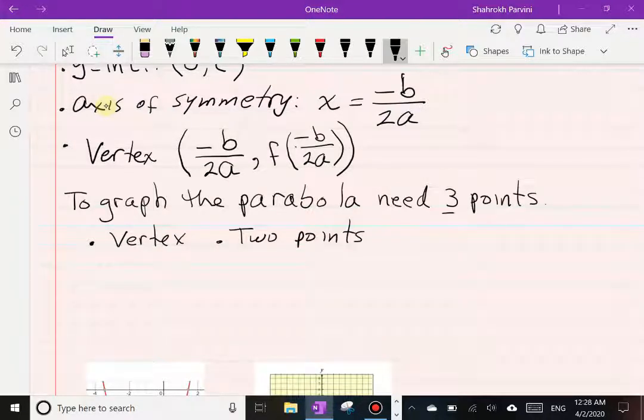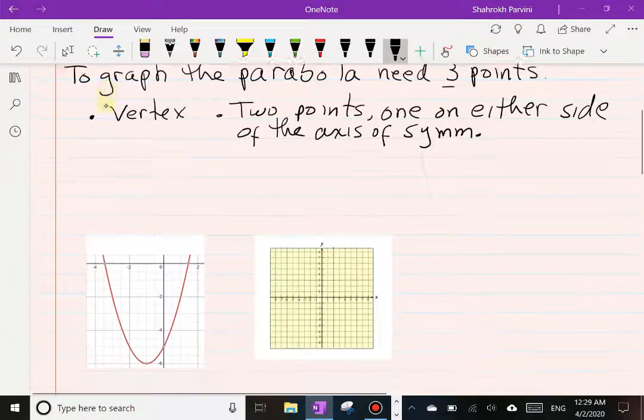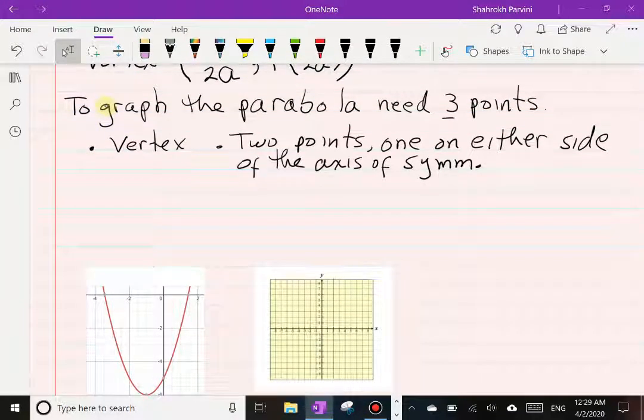Okay, these 2 plus the vertex make up the 3 points that we need. These 2 points will be 1 on either side of the axis of symmetry. And what I mean by that is that on each branch of the parabola. So that's pretty much what that means.